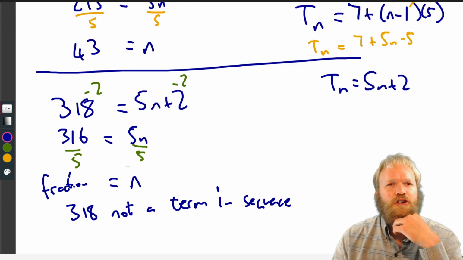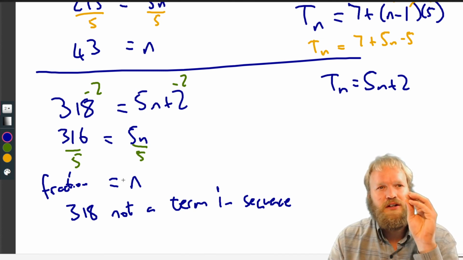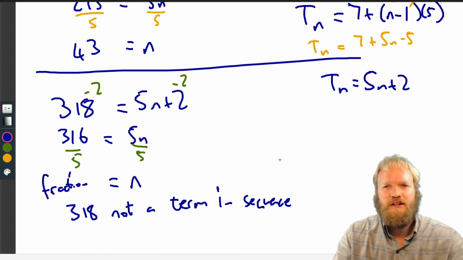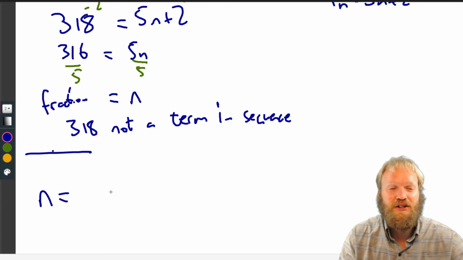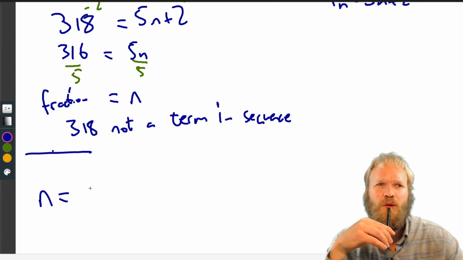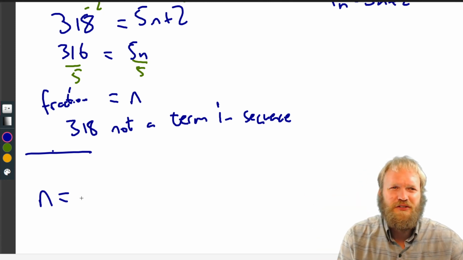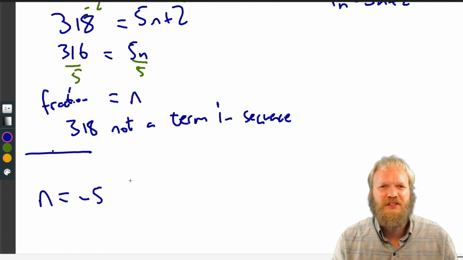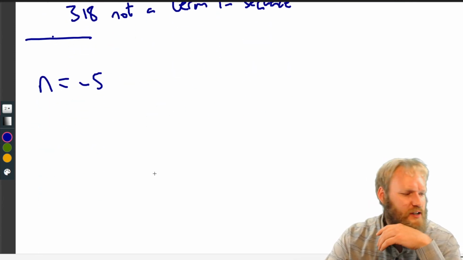What other values of n would mean that a term is not in the sequence? So if you got some other answer for n, what else is not going to be valid? Well, the one that sticks out to me is a negative number. So if you had n equals minus 5, that doesn't make sense. You can't have the negative fifth term. Okay, so try a few of those.